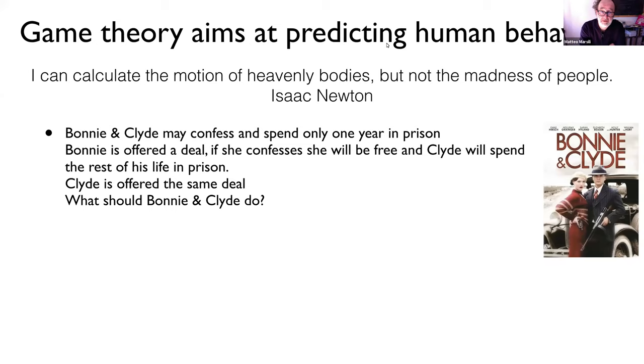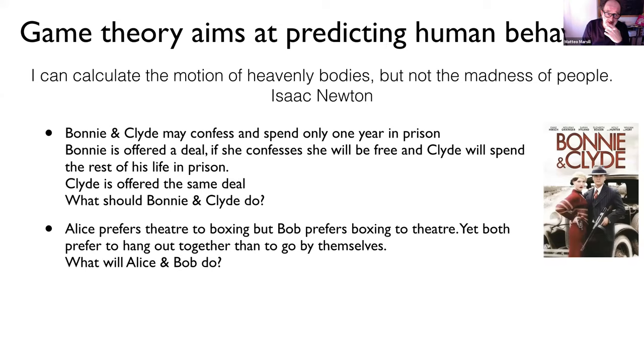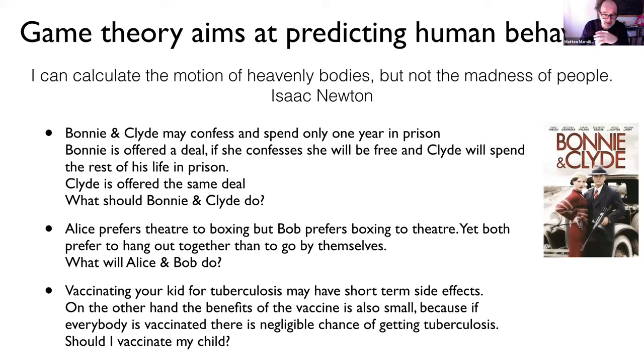Okay. So we want to predict how human individuals behave. And we can think of different situations where these apply. So you have different situations in which people may interact with another person or more persons.